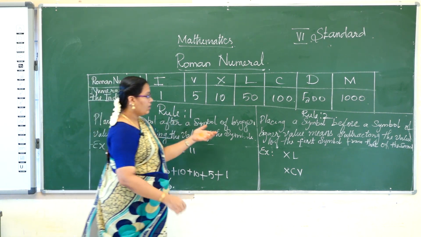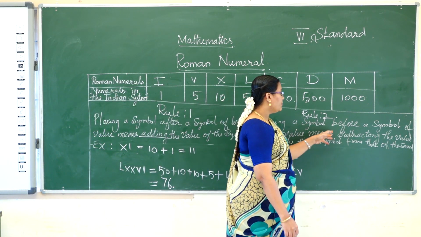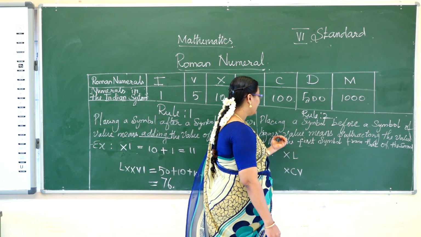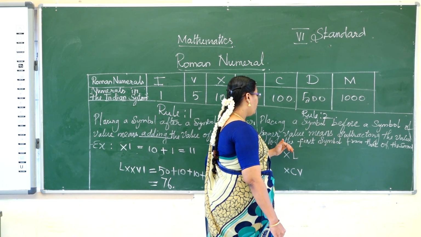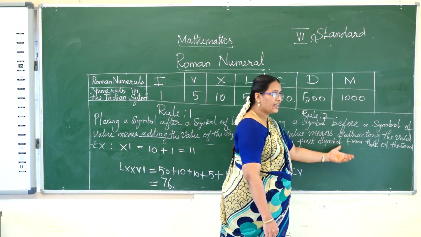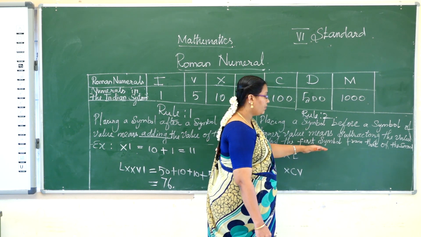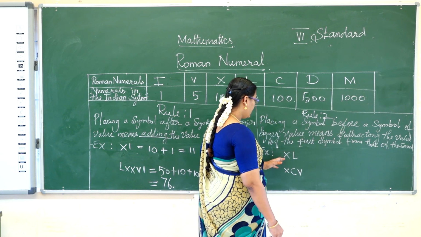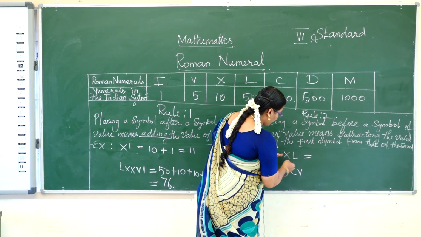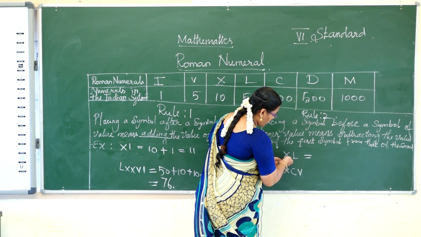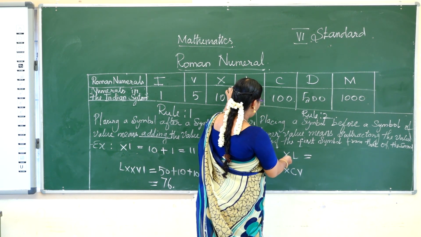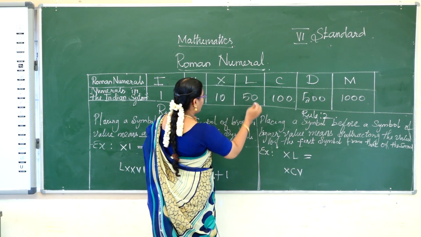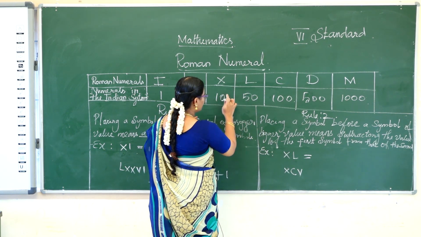Next rule: placing a symbol before a symbol of bigger value means subtracting the value of the first symbol from the second one. That is one example. X means 10. Here L is the largest value. L value was 50, X value was 10.